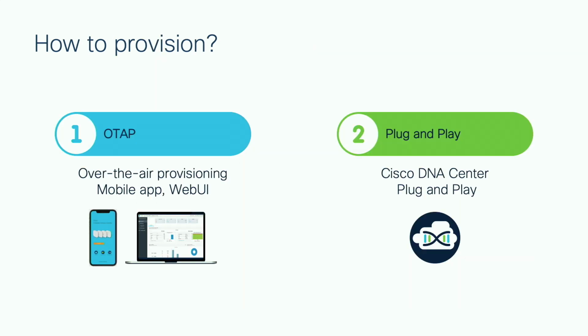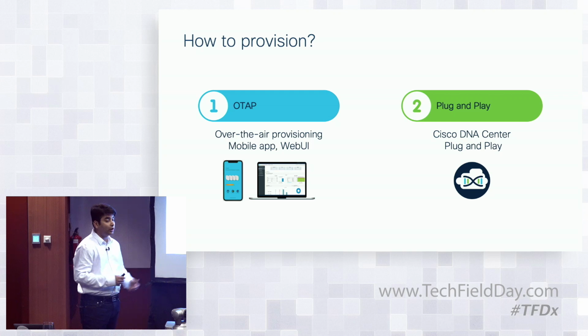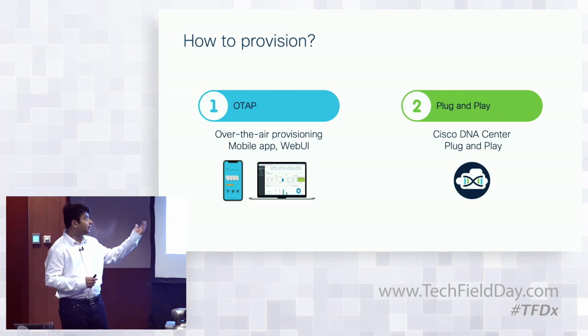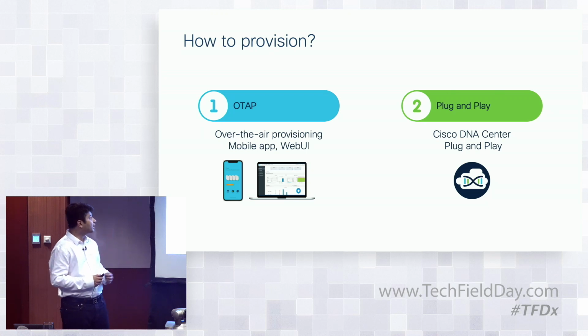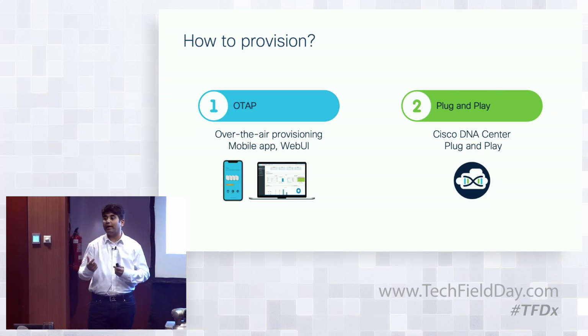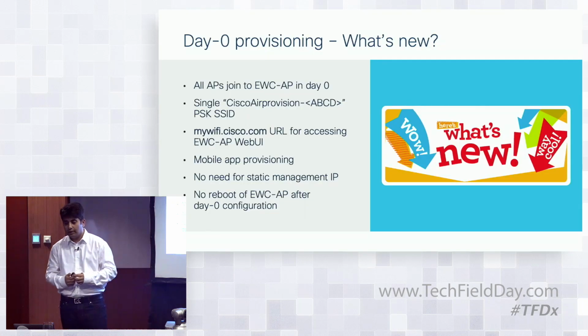Now, there are 2 ways to provision it. One is OTAP, which we call over-the-air provisioning. And second is called plug and play, which can be done by Cisco DNA Center. Now, when I say OTAP, it is over-the-air provisioning using your mobile app or a web UI. Let's look at how we do it.